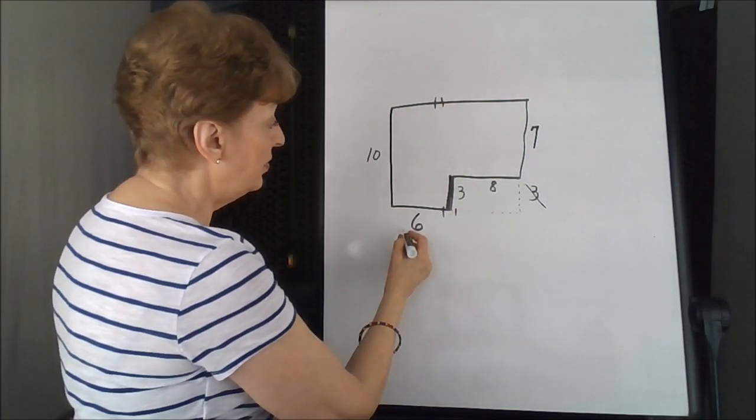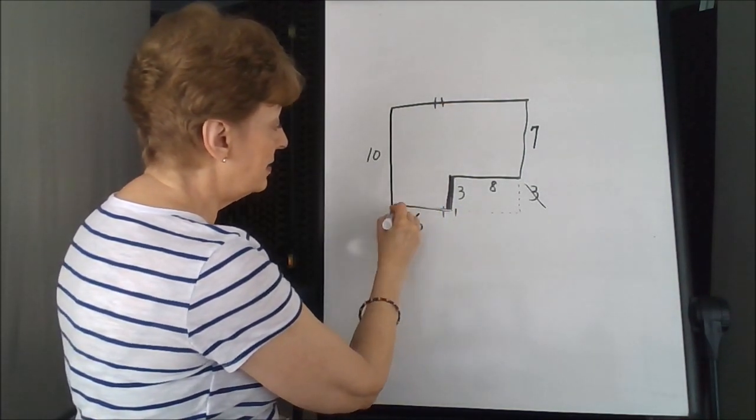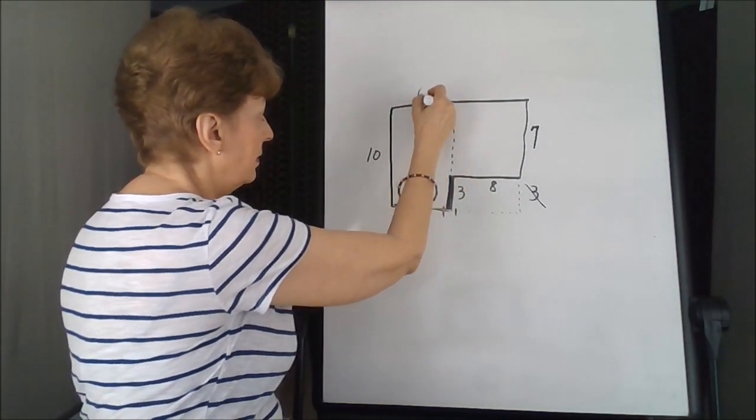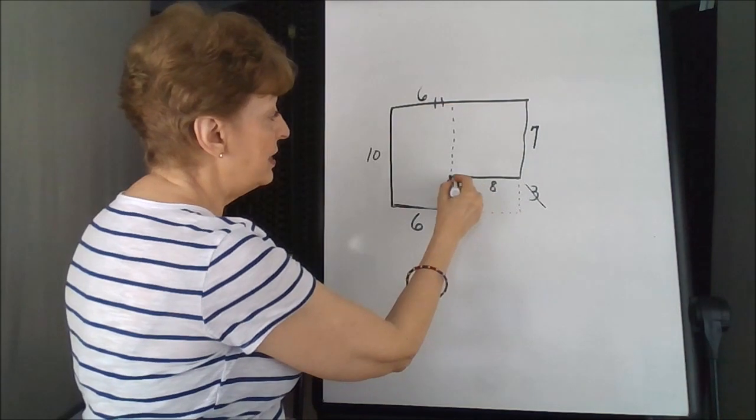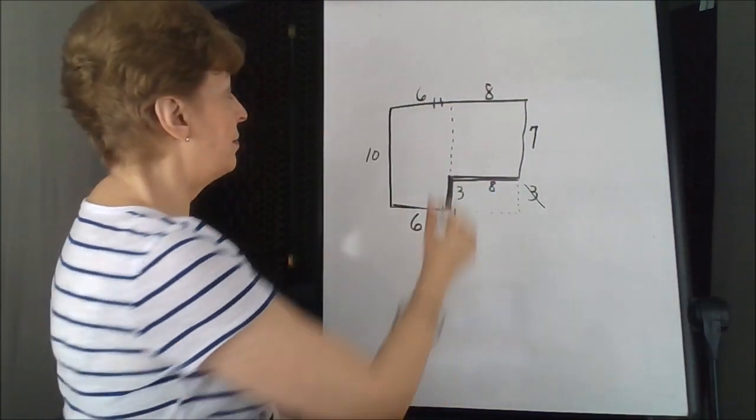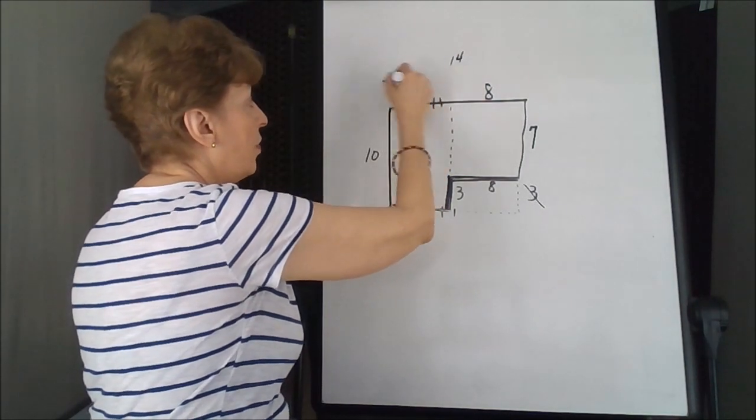Well, we know that this much of it is 6, and we know this much of it is 8. So our combined number is 14 for the whole distance.